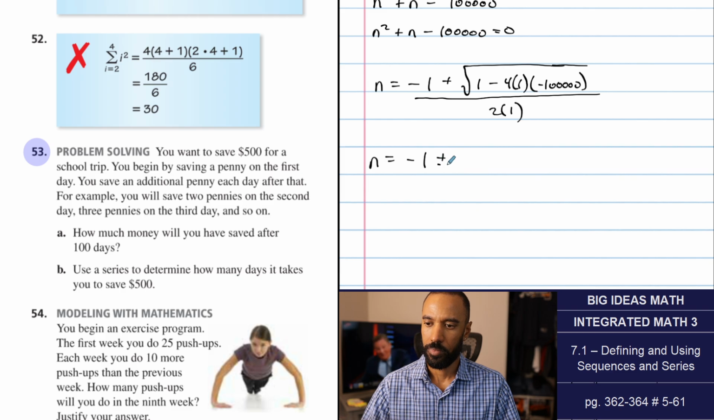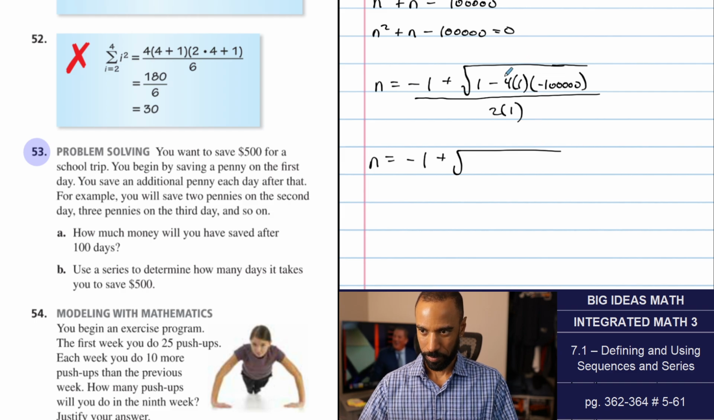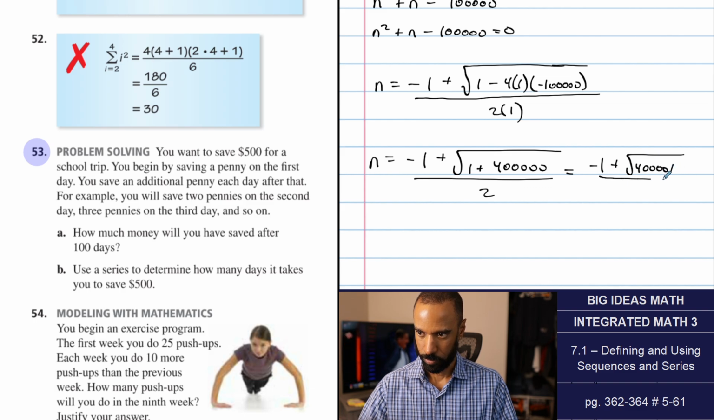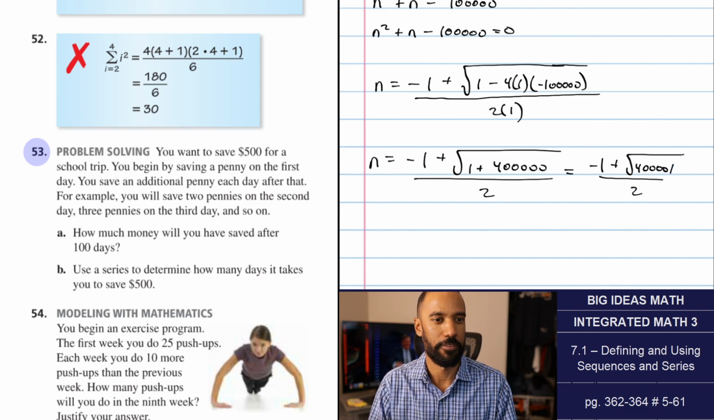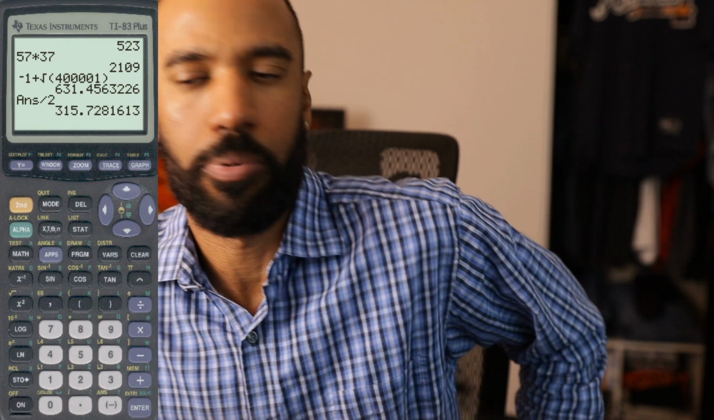So, negative 1, I write plus or minus naturally. This is 1 plus 400,000 over 2. So, negative 1 plus that. All right, let's use the calculator for that and see. It's probably not going to be exact. We'll see what they want to round to for this thing. Negative 1 plus the square root. I don't think that 1 is making much of a dent in this thing here. Divide that by 2. We're getting 315.7.